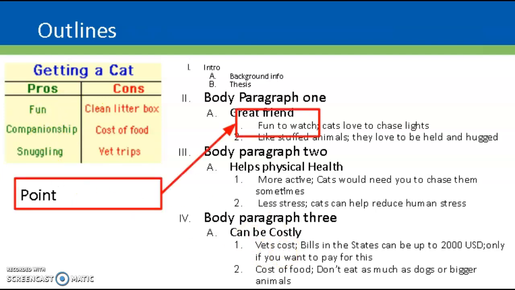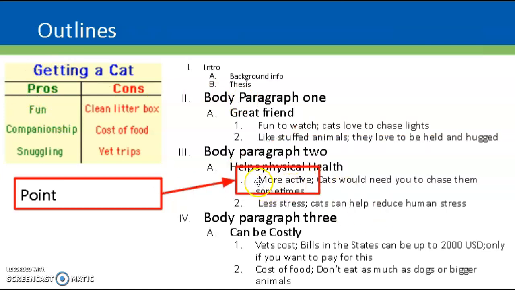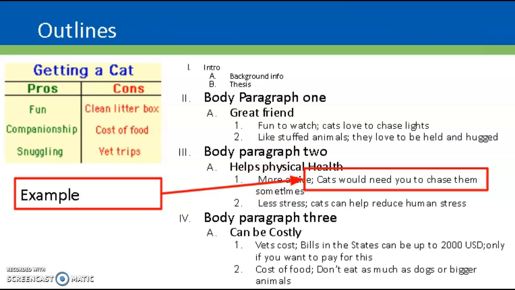So let's look at that. So here, for example, in this outline, the point, so they made a major point and then a minor point would be fun to watch, and then they give right after that an example. So cats love to chase lights. And so this essay is going for pro, right? So it's like cats are good. So here's another point, more active, and then the example directly after that, cats would need you to chase them sometimes.